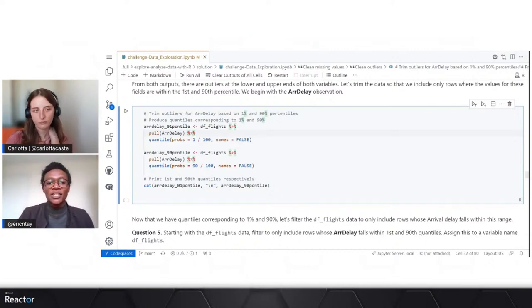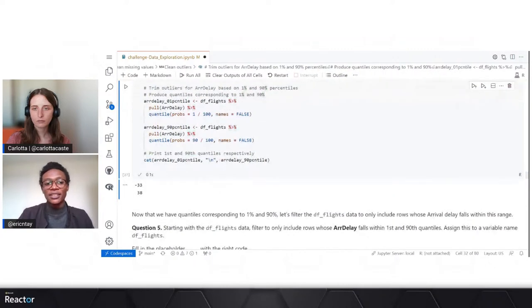That's the first percentile. So again, we do the rest. We do that again for the 90th percentile. We take the flight data, we extract the values of the arrival delay column, and then we find the 90th percentile of that change of values. So this is how we would find the first and 90th percentile in the arrival delay column.